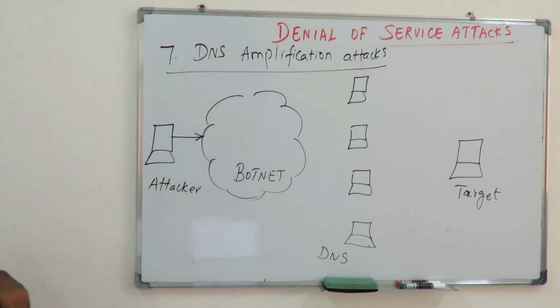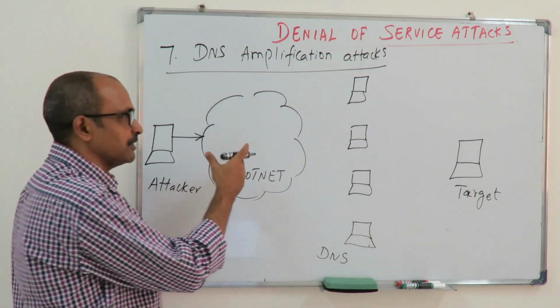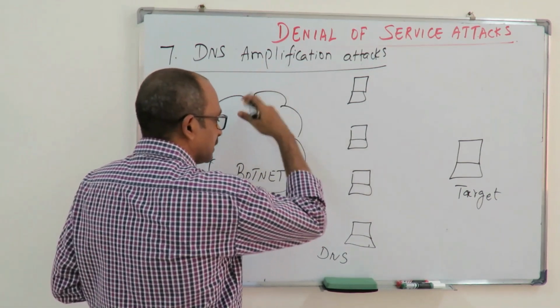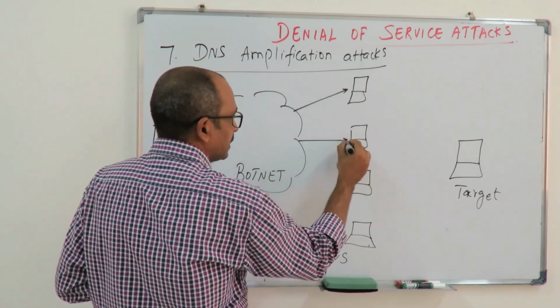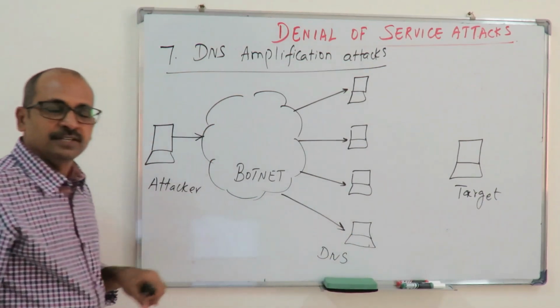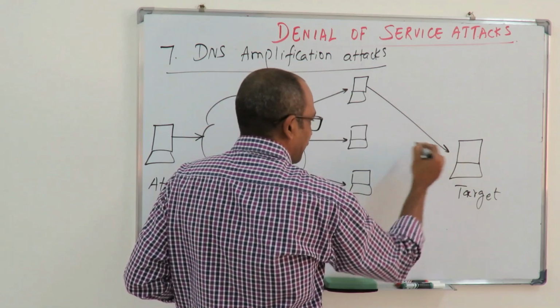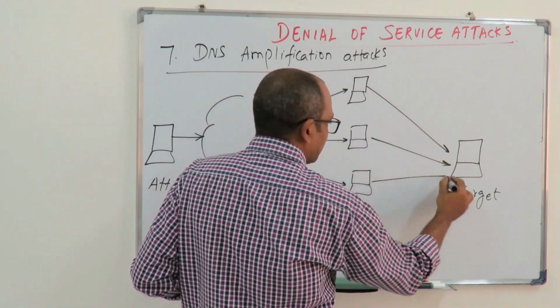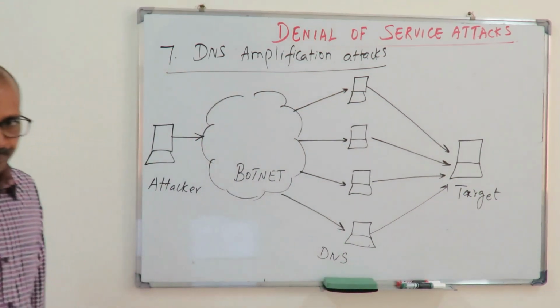Okay, it is giving the request to the botnet. Now all the botnet, that means the zombies available in the botnet, or the computers available here, they are giving the request to the DNS machines. Then from the DNS machine, the reply is going for the target. This is the DNS reply.